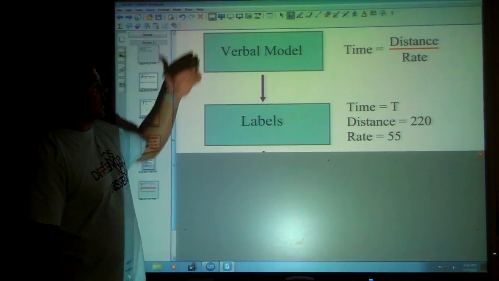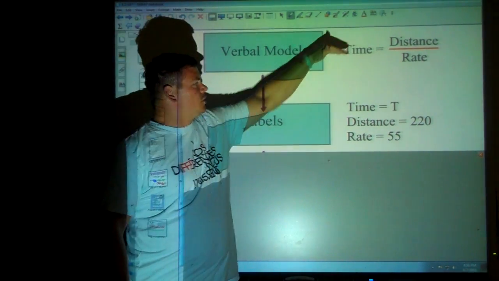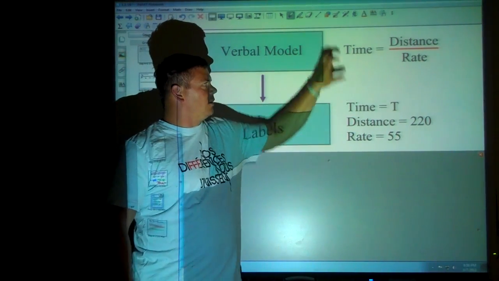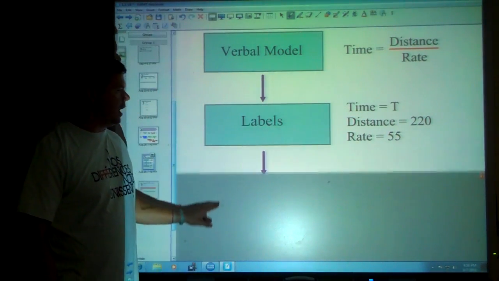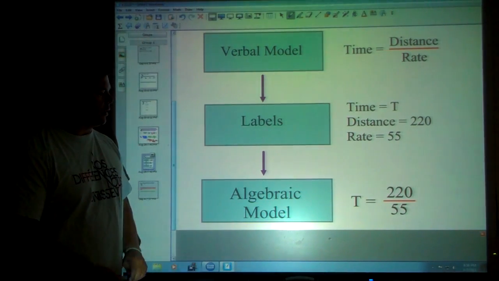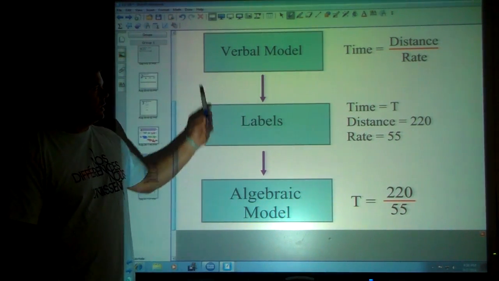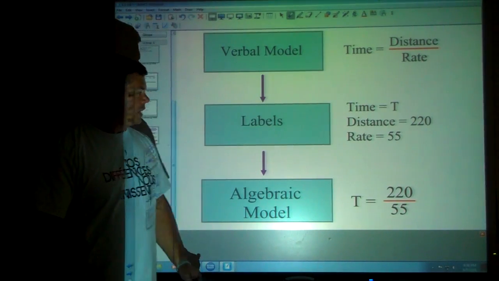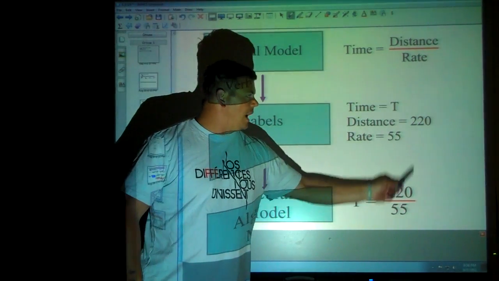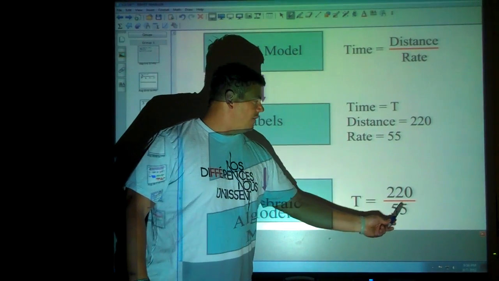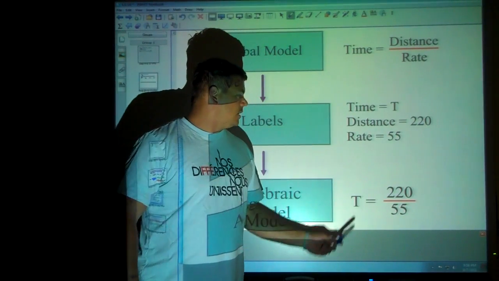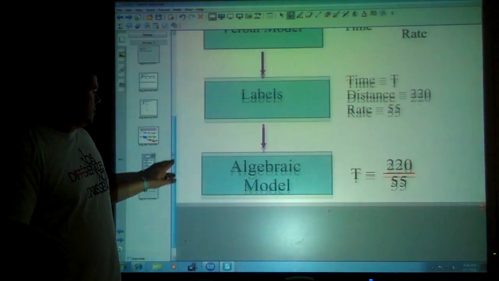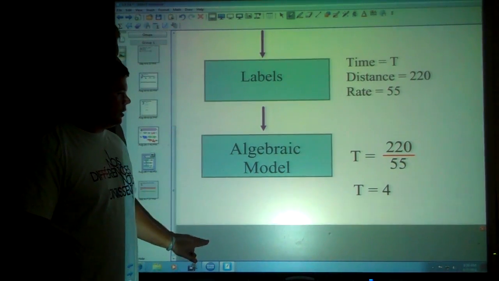So we start at the verbal model, problem in words. We assign labels. Labels just means figure out what we can plug in and what we don't gets variables. From there, we have the algebraic model. Verbal model in words, labels, figuring out what we know and what we don't, and substituting it in. Notice the 220 miles is in distance, and the 55 miles per hour is the rate. What we don't know, t for time, is right here. Then we have our answer of 4.